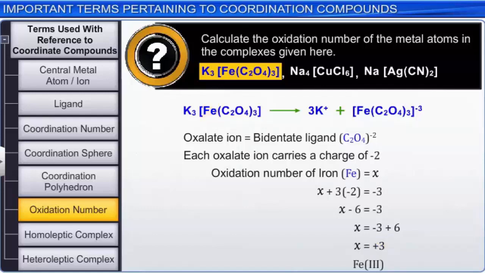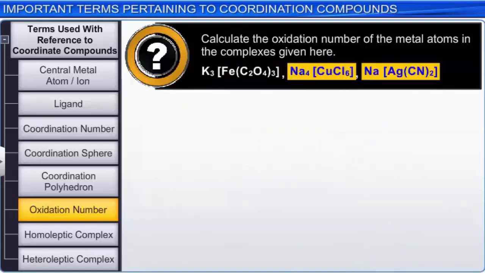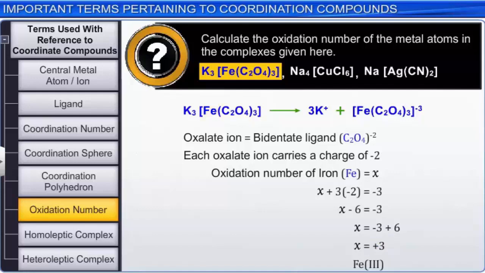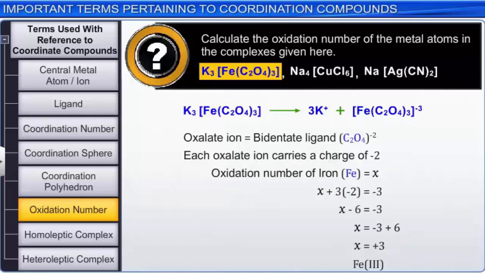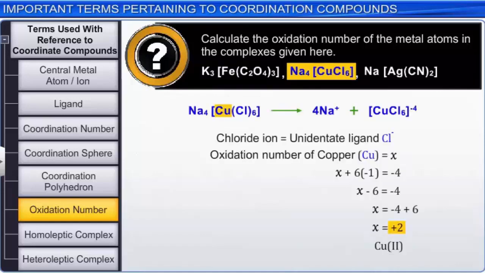So here copper is given as a central metal ion. So we know chloride ion is a, okay, in water, how does it dissociate? The chloride ion is a unidentate ligand, Cl minus ion. Then the oxidation state of copper we do not know. So let us take this copper as X. So in the complex, what do we have? Copper and 6 chloride. Okay. So X plus 6 minus 1, the charge of chloride is -1.